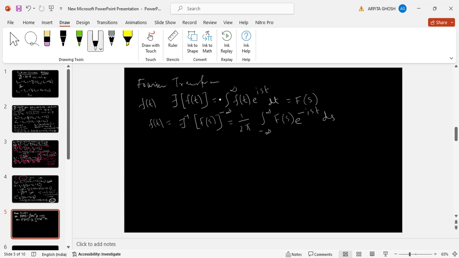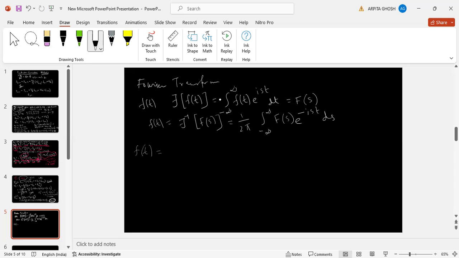We will use this formula. Now let us find the Fourier transform of some of the standard functions which you have to remember. Yesterday we started the problem but did not finish, so let us do it once more. f(t), first one, ultimately we will use them as standard results or formulas.